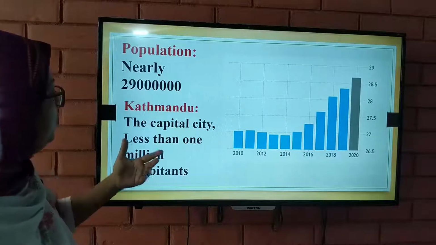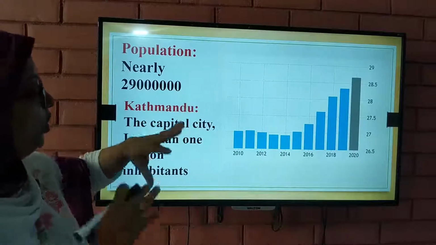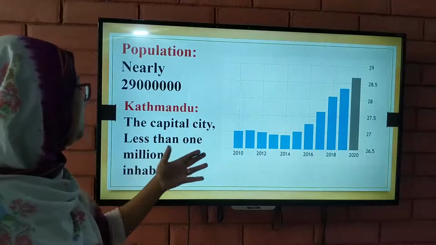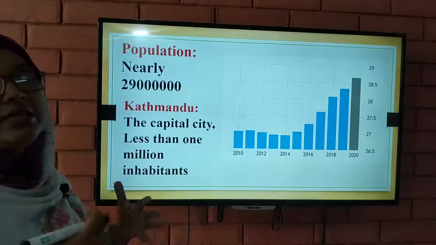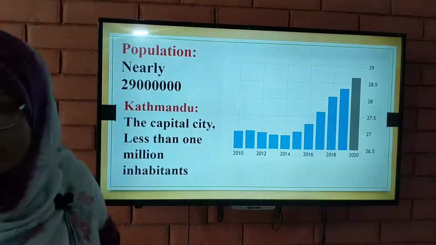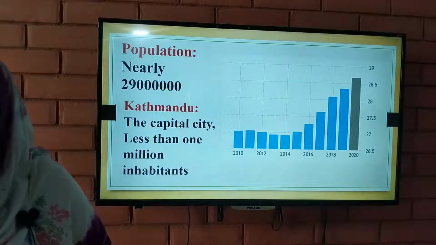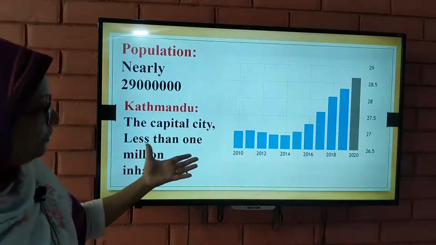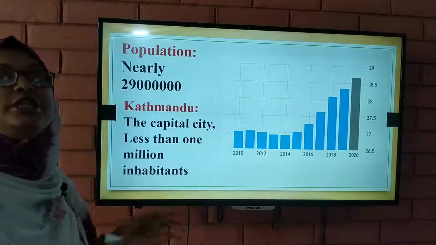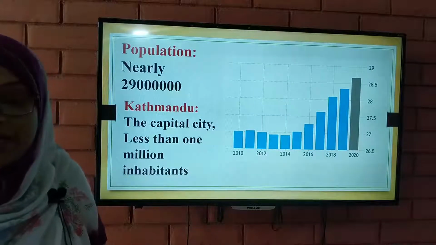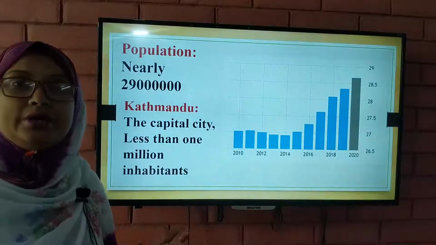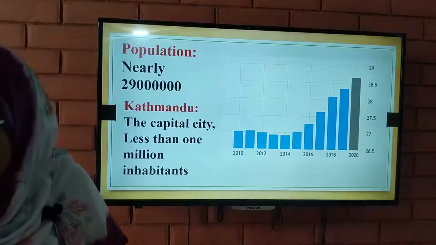And if we consider the whole of Nepal, Kathmandu, as a capital city, has less than 1 million inhabitants. That means not more than 10 lakhs. Okay. So this is the population of Nepal. So the capital city has this much population. So you can easily understand how much population there is in other cities. One more thing I would like to add is that these people are mostly rural. Okay, they are mostly rural people.